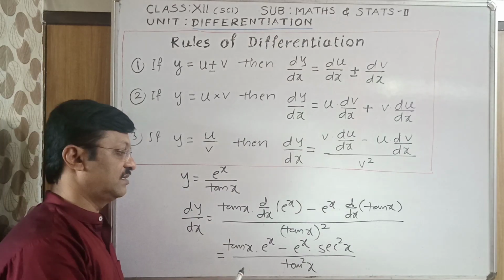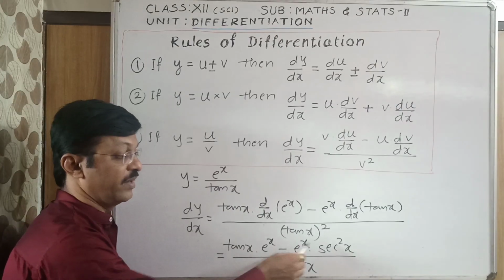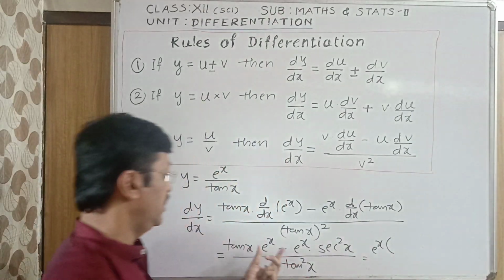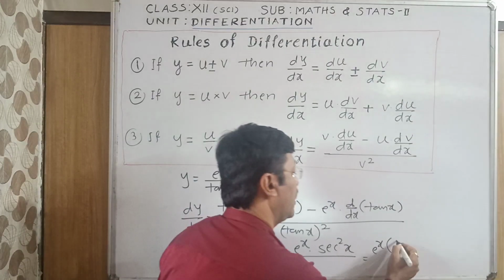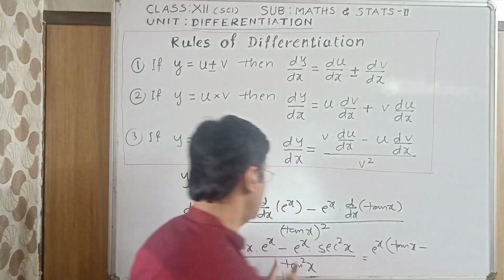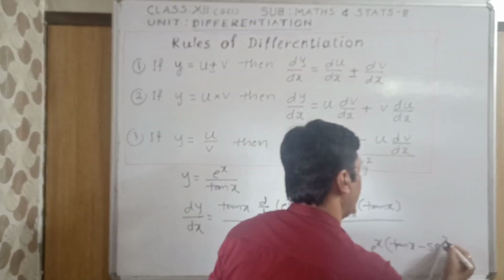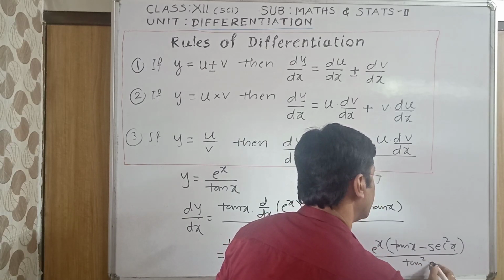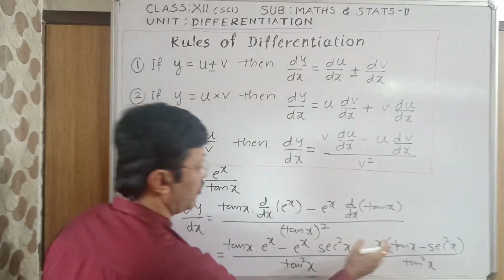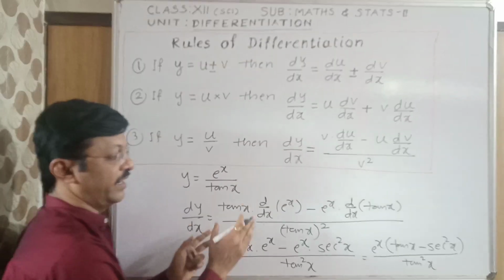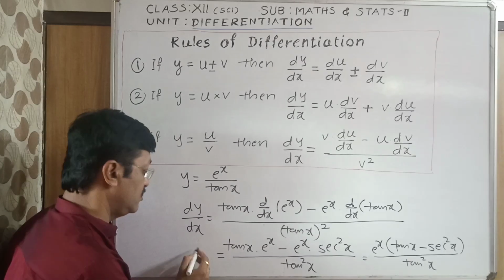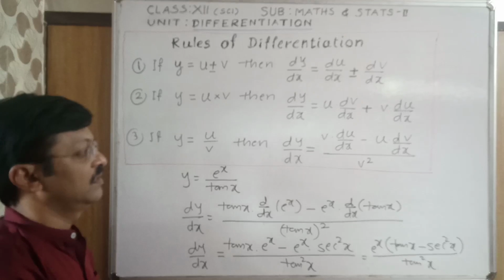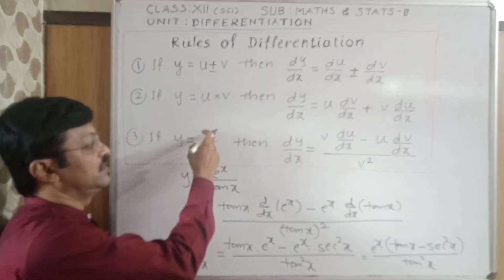For simplification, you can take e raised to x common from the two terms and write this as e raised to x into tan x minus sec square x, the whole divided by tan square x. That will be enough. This is not so important. Just using the rule and writing the derivatives properly is important. So this is how you can find dy by dx if y is e raised to x upon tan x, or any other example of this form.